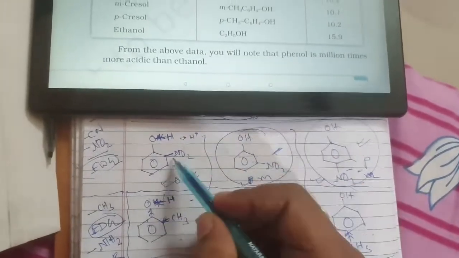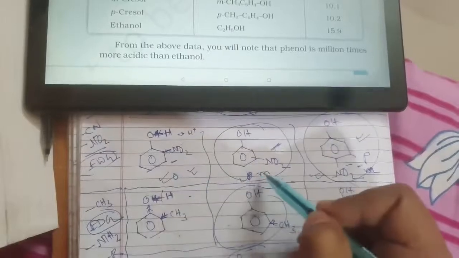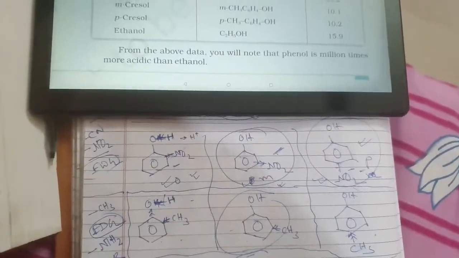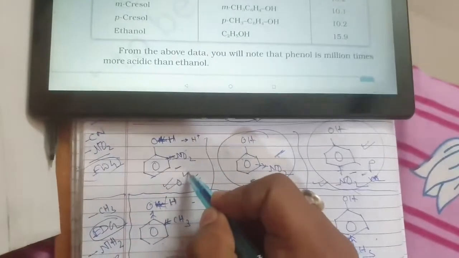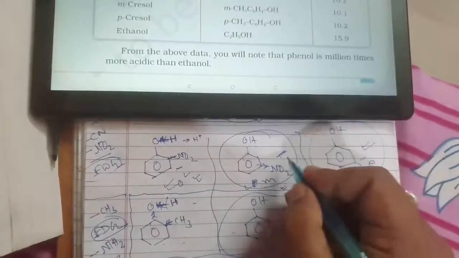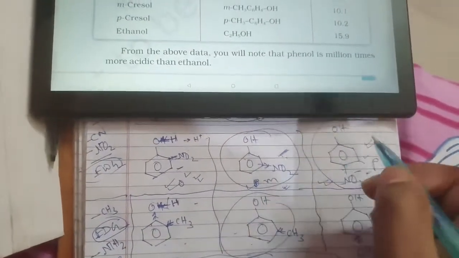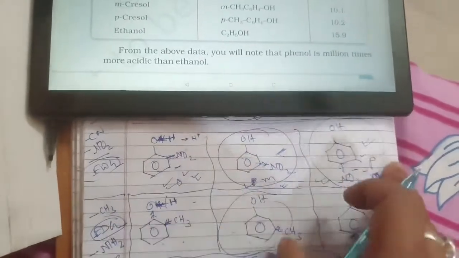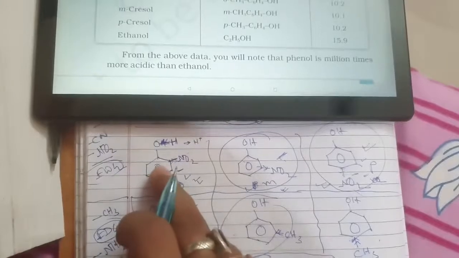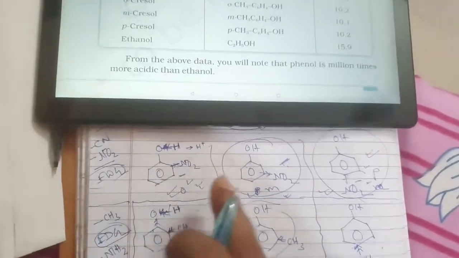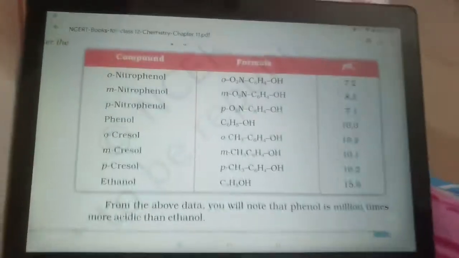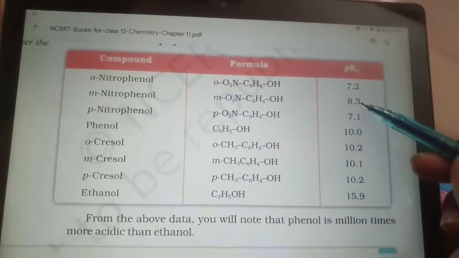electron withdrawing group is there, and the effect of electron withdrawal is more in this case and this case than this case. So this will not be stabilized as these two because its effect is to stabilize the phenoxide ion, and hence this will be a weaker acid than these two, and that is represented here, the pKa value is more.